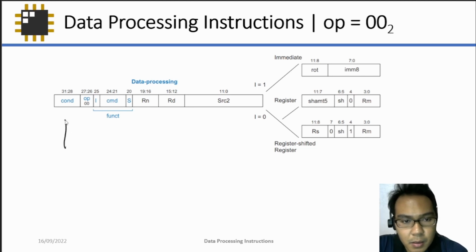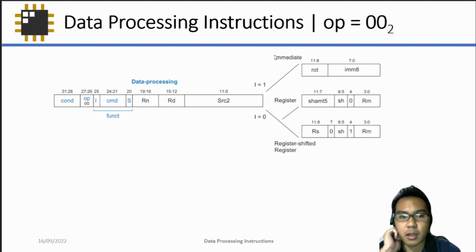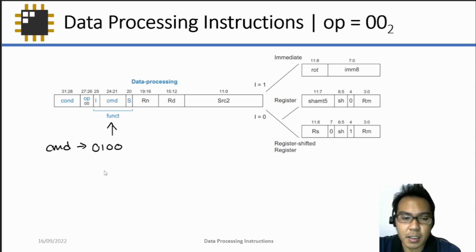Okay, so let's break it down. Let's come back to source2 later. Okay, so we have here condition. Condition, we already discussed. Now funct is actually broken down into I, CMD, and S. So CMD is something that is specific for your instruction. So say for add, that's 0100. For sub, that's 0010. So that's add.